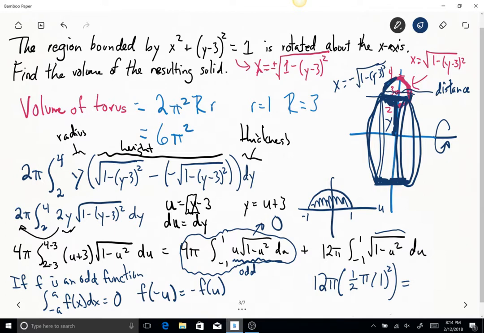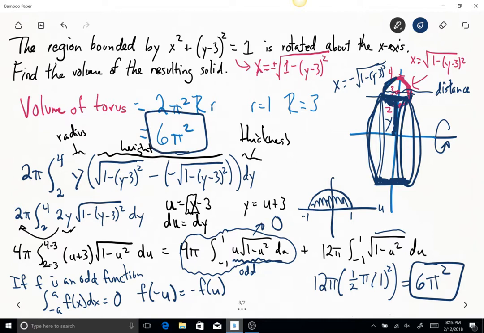And what are we left with? 12 times 1/2 gives us 6, and then pi times pi makes pi squared. And notice that answer matched our original answer just by knowing the volume of a torus. That's the beautiful thing. If you see the circle and it's not revolving on itself, you're actually getting the answer either way. It's just visualizing what's going on, and this is the usefulness of understanding what the graph looks like and what happens when you're revolving that thing around there.